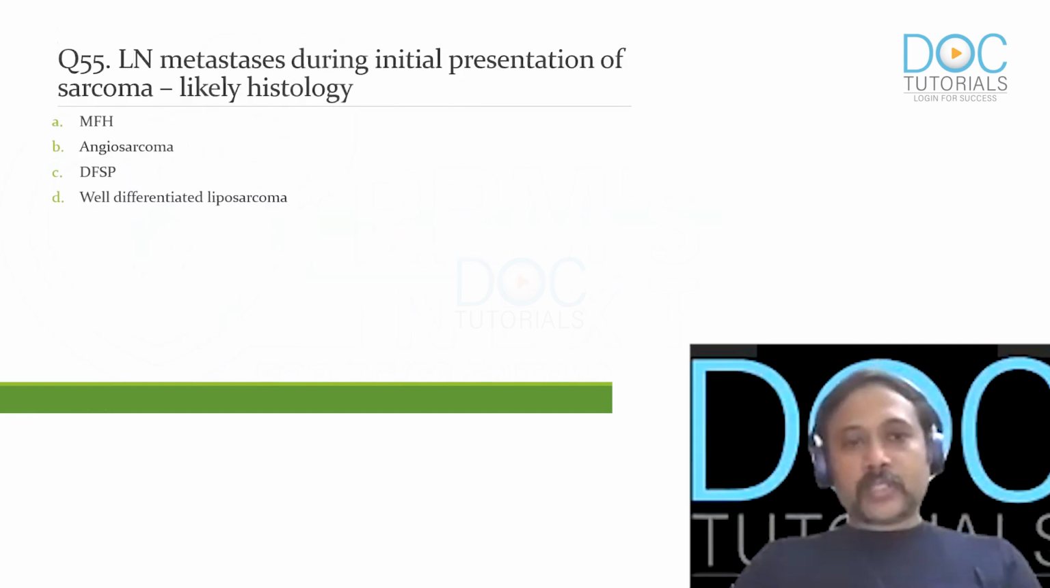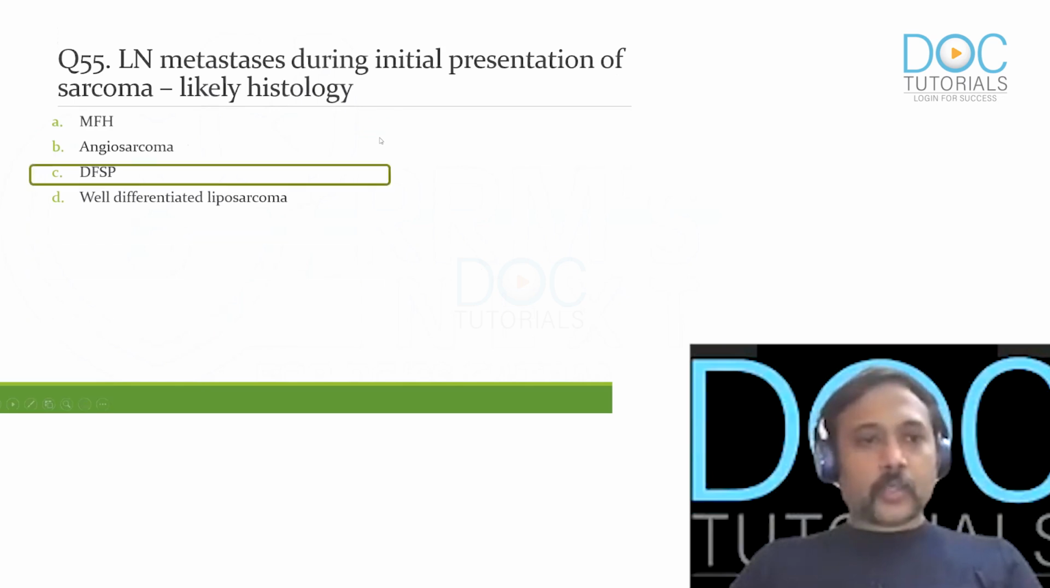Lymph node metastasis during initial presentation of sarcoma, what is the likely histology? This is a clear-cut question. Most of you will know the answer. Let's give it a minute for the others to answer as well. So the answers are starting to come in. Most of you have gotten it right. So it is B. This is a clear-cut case where angiosarcoma is the answer that we are looking for.